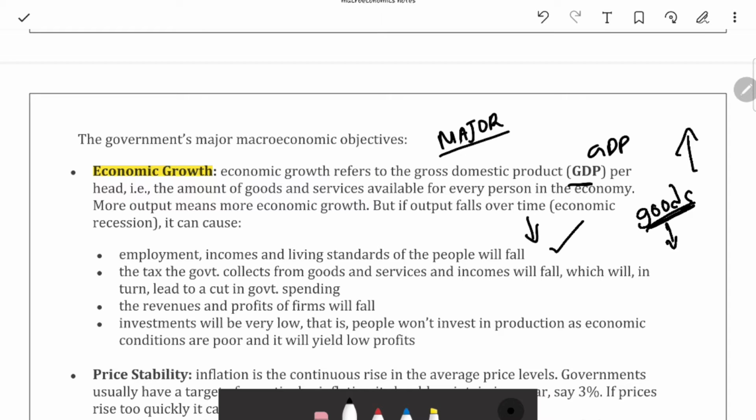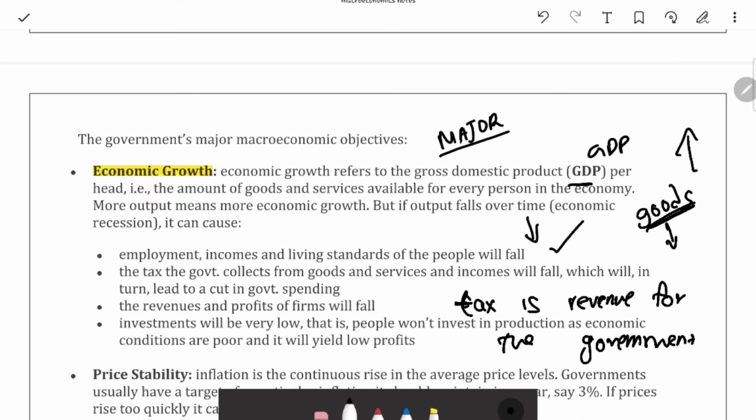If the output falls, the tax per product will reduce. Tax is a very important form of revenue for the government. But when the goods are less, there will not be enough tax.